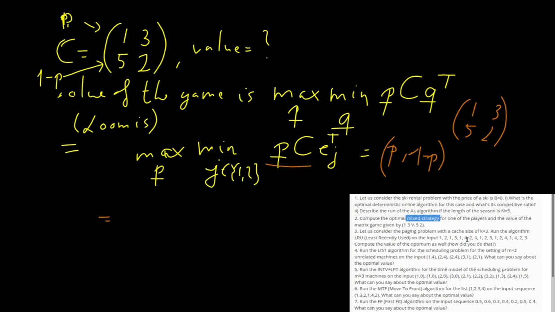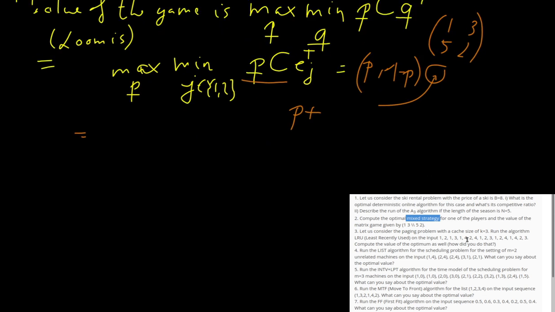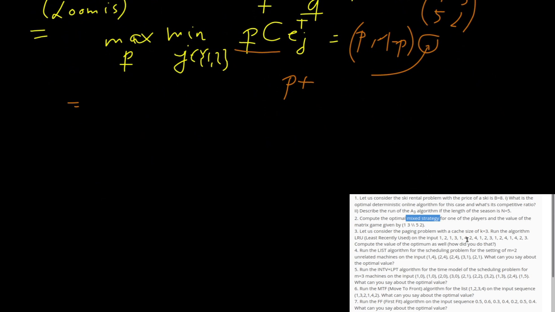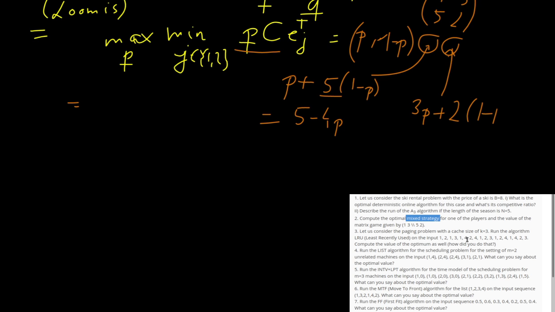So we just have to compute, okay, for this cell it will be p plus 5 times 1 minus p, which is just 5 minus 4p. And for this cell we have 3p plus 2 times 1 minus p, which is simply 2 plus p.